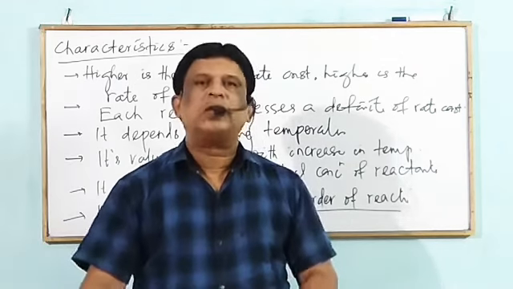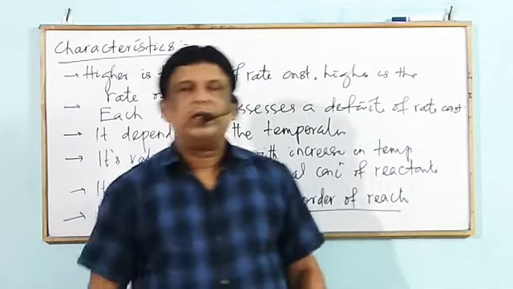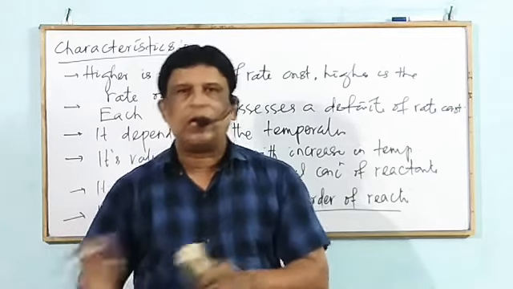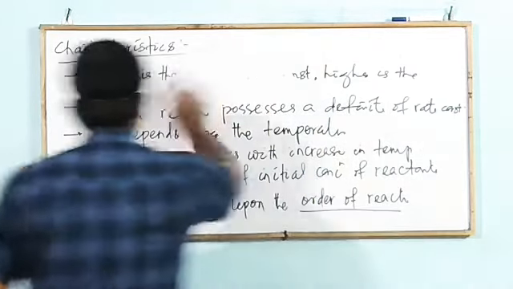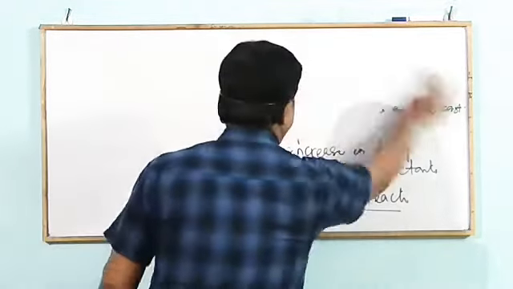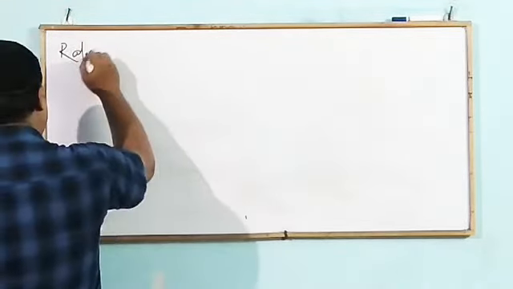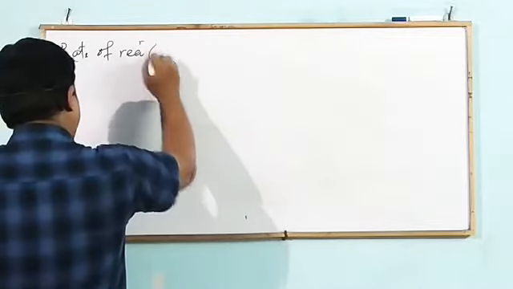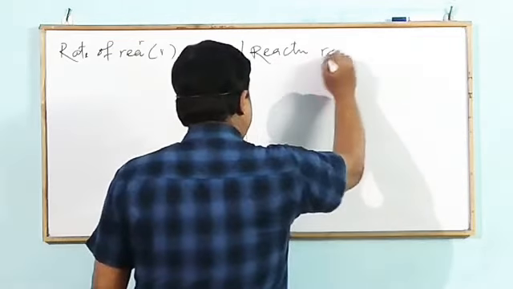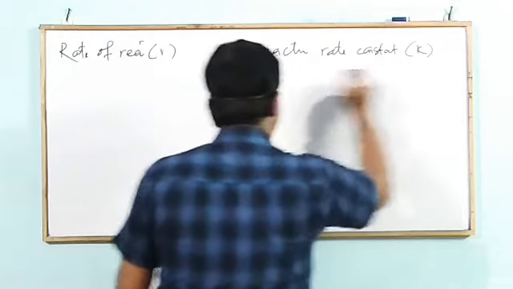What is order of reaction? We will discuss later. Next, we will make a comparison between rate of reaction and rate constant, or reaction rate constant, or velocity constant. Rate of reaction has the symbol R, and the other is the reaction rate constant or velocity constant or specific reaction rate.